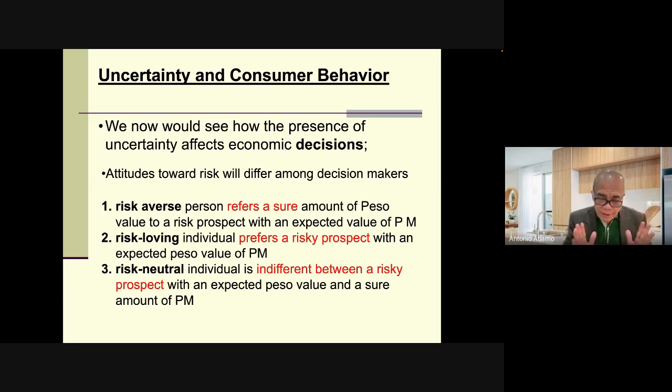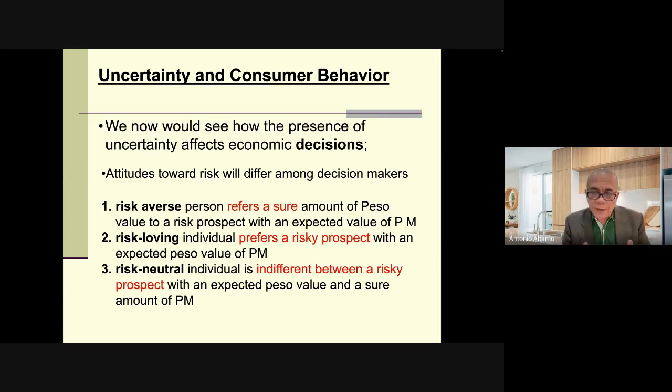Remember, if there is uncertainty, there is risk, because the uncertainty condition will create a risk of not being able to attain your target profit or sales, or a risk of not being able to get the right price that you actually desired. So, risk with respect to consumer behavior. We will now see how the presence of uncertainty affects economic decision in that sense.